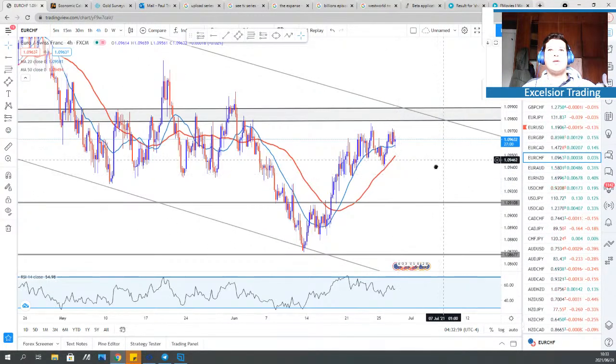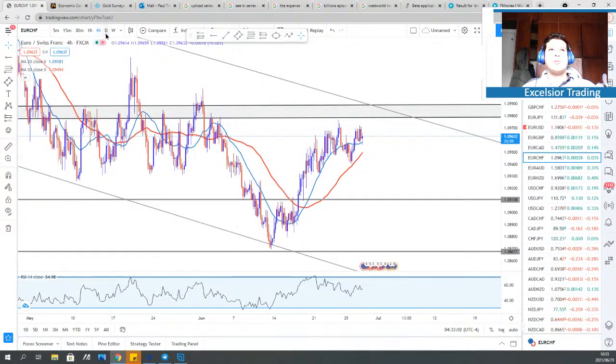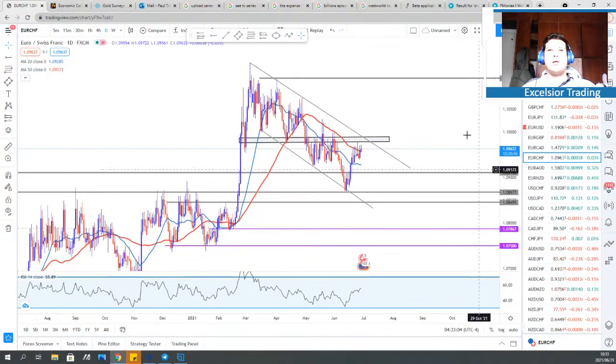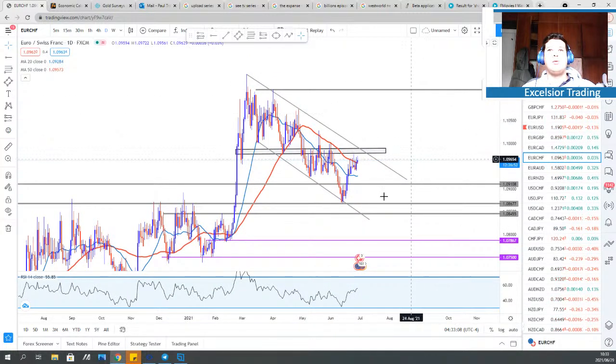Euro CHF, exactly the same thing. Price at the moment is in this daily downwards channel. This could possibly be a bullish flag. We might expect price to move past this 50 moving average, this resistance, this trend line. But once I see price breaking past this trend line, I will start looking for buys. Once I see a clean rejection of the support zone and this trend line, with profits going up here and stop loss going down here, right?